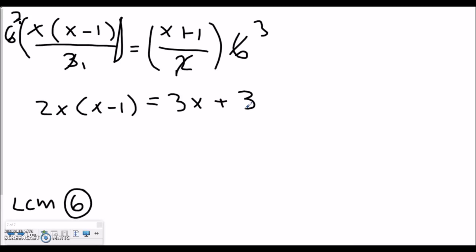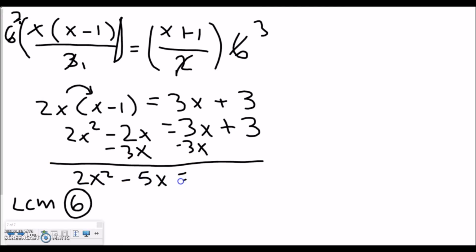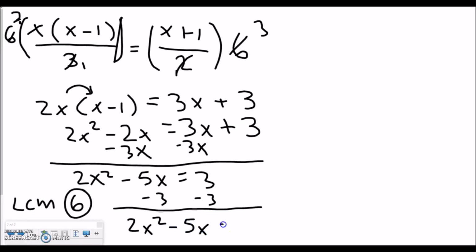Let's eliminate these parentheses by distributing. 2x times x is 2x squared. 2x times negative 1 is negative 2x. What's my rule when I have an x squared? When I have an x squared, I need everything to equal 0. So I will minus 3x from both sides. That gives me 2x squared minus 5x equals 3. And then I will subtract 3 from both sides. And that gives me 2x squared minus 5x minus 3 equals 0.